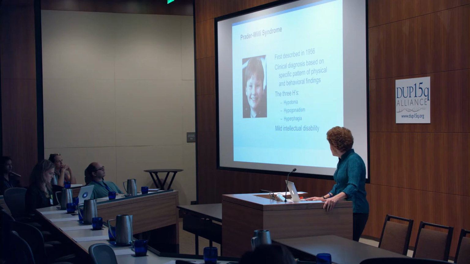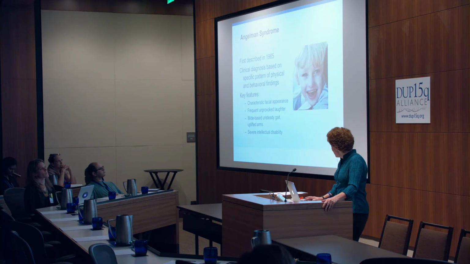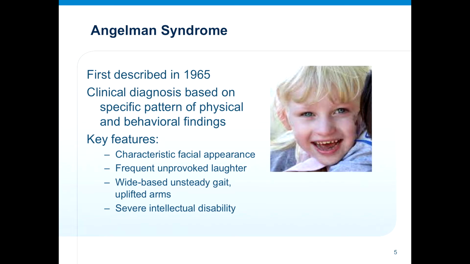Prader-Willi syndrome occurs with a deletion on the paternally inherited chromosome. Angelman syndrome being the converse with a maternal deletion, and it was first described a few years later after Prader-Willi syndrome, and it's really quite different.